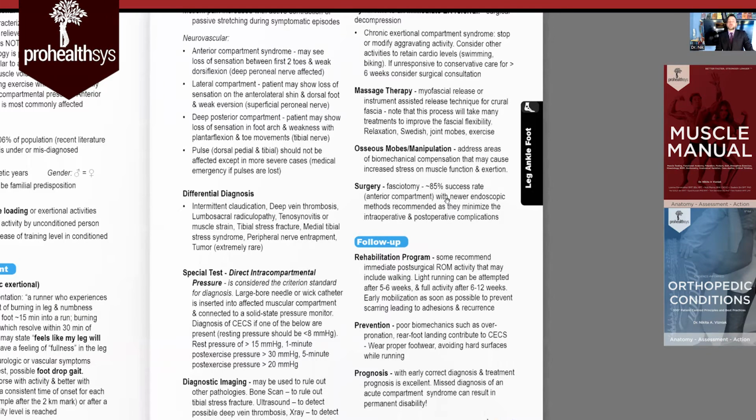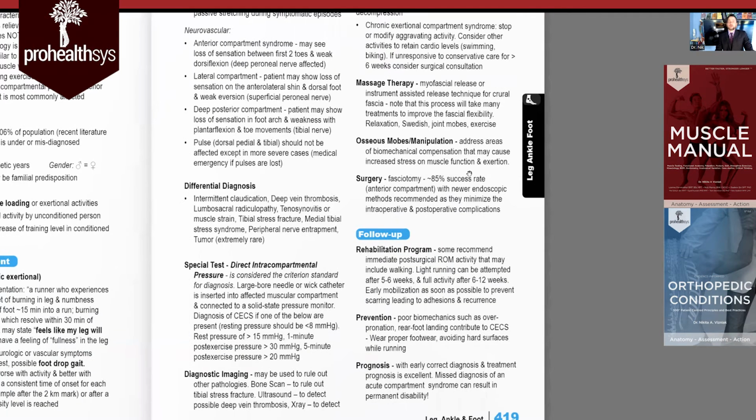Massage therapy is a great treatment option here. You can be looking at myofascial or instrument-assisted techniques that could offer some benefit, improving elasticity, just general range of motion. Joint mobs and manips, of course, referring to areas of compensation. So definitely focusing on ankle mechanics, looking at running ability potentially, and then, of course, evaluating low back, SI, hip, knee, all that good stuff.